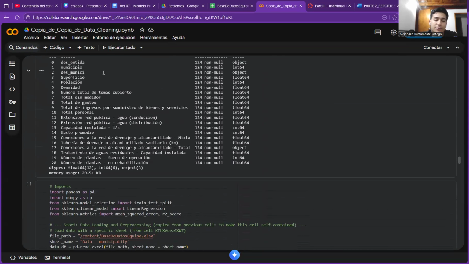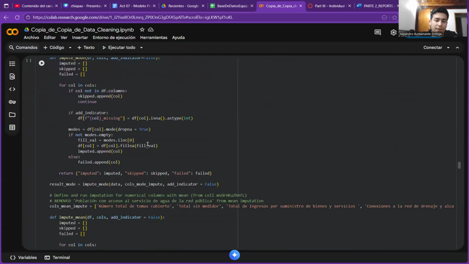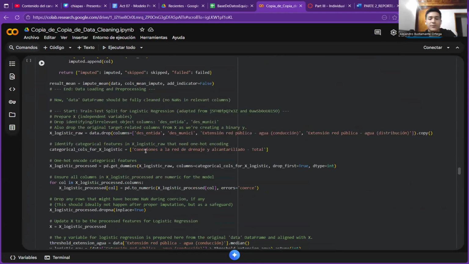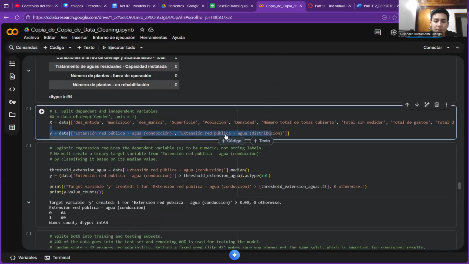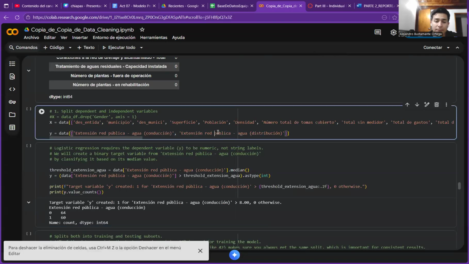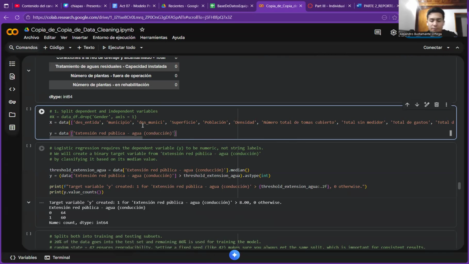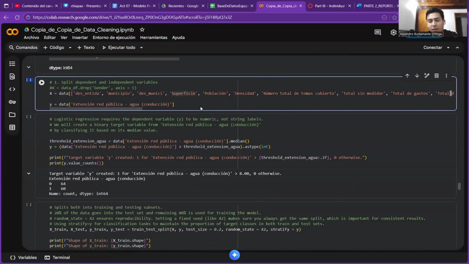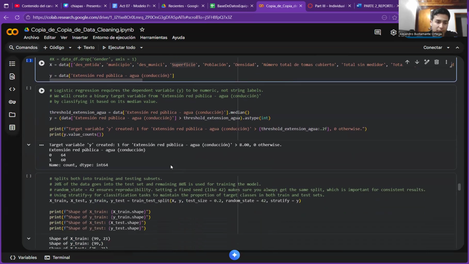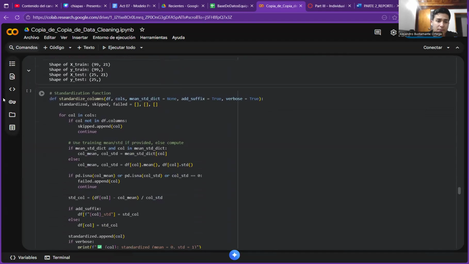So first we need to analyze the data, our file, and then we need to start splitting them into dependent and independent variables. Here, as you can see, we set our dependent variable. There should be only one. This is not the code that we used, but it's just to explain. And we have here our independent variables. So with that, we split 80 and 20, and we can start working.